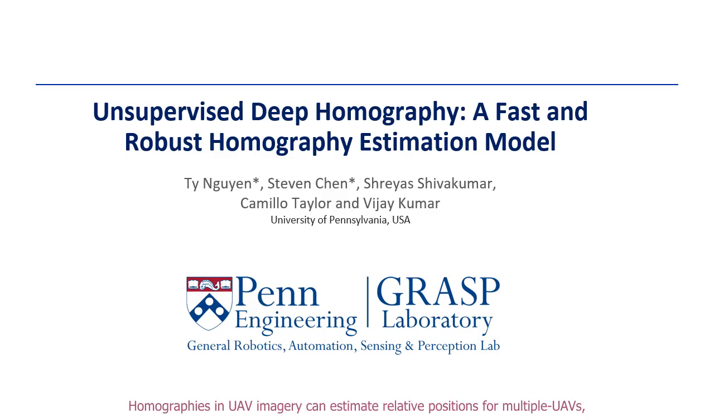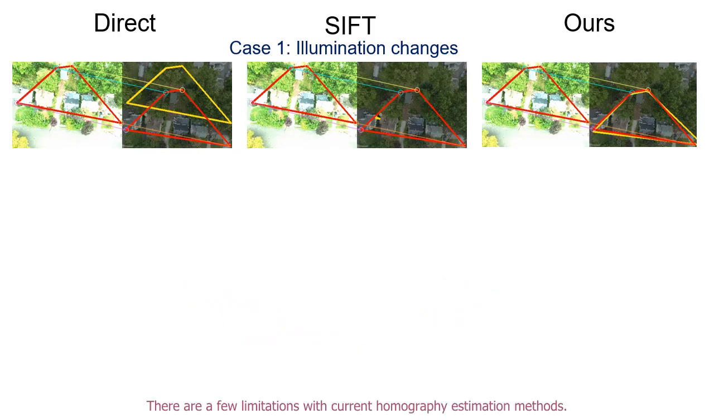Homographies in UAV imagery can estimate relative positions for multiple UAVs, which is important for GPS-denied scenarios. Our research presents a reliable and fast algorithm for homography estimation. There are a few limitations with current homography estimation methods.